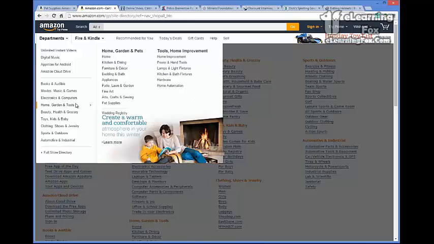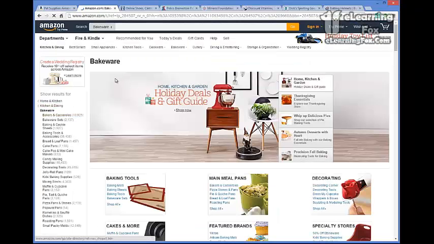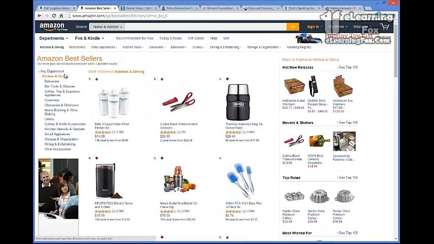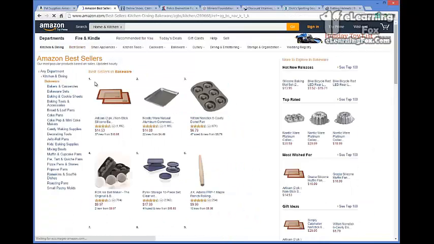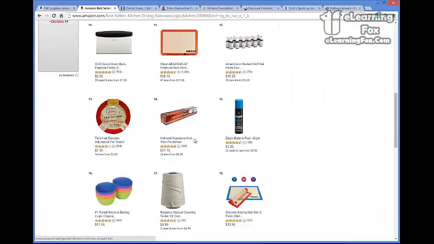Another big one, the home and garden market, kitchen and dining. You can see some products in there. So everything from bakeware. Notice there's like 179,000 items of bakeware on Amazon. And if I were to click on the bakeware category, these are the best sellers in bakeware. So you could see what kind of items people are interested in.